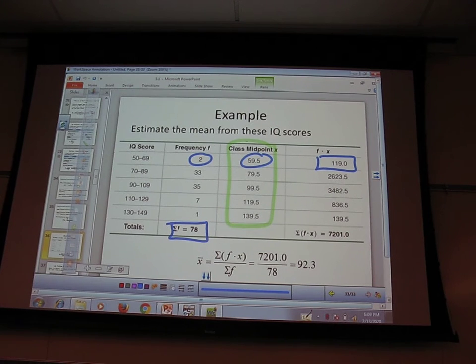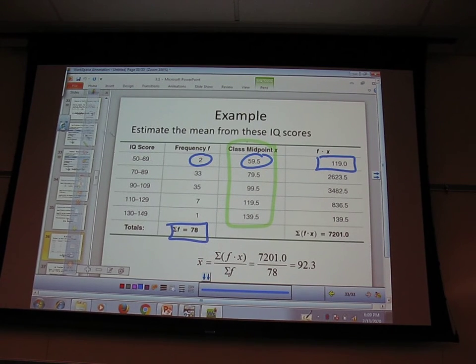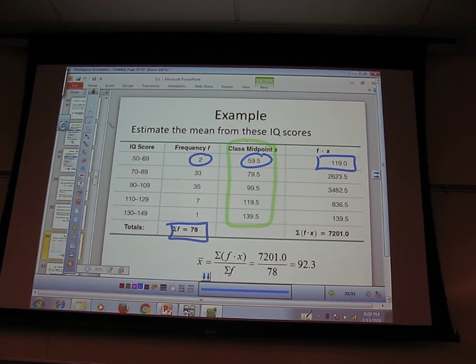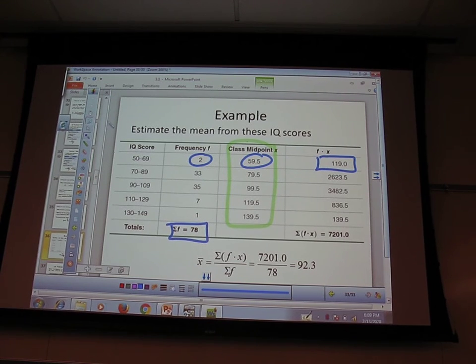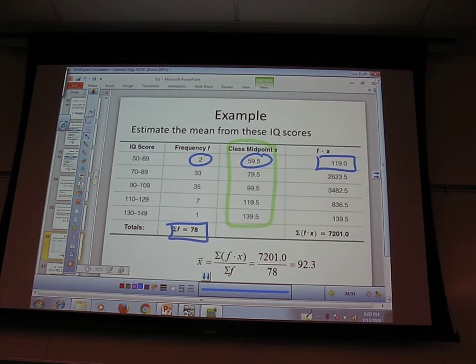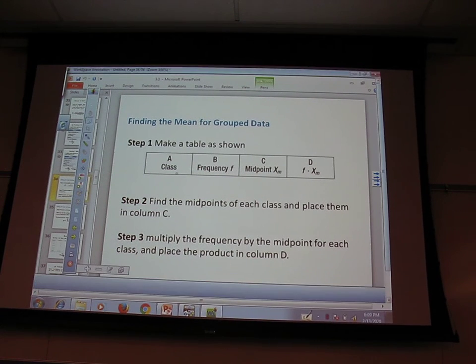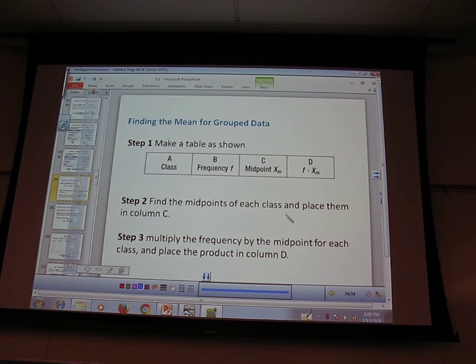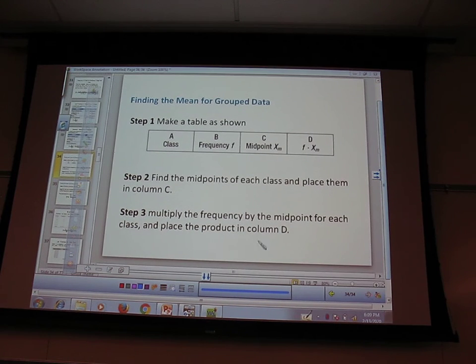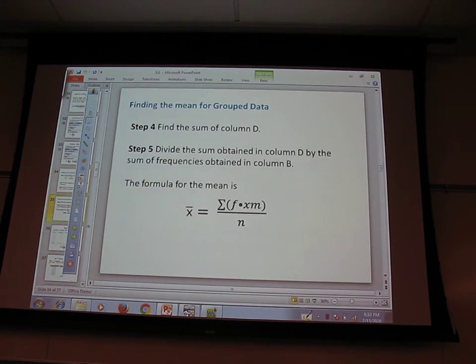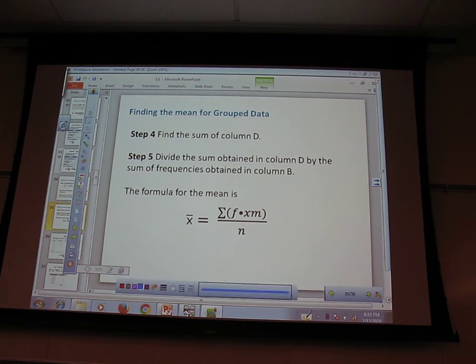Here it is in steps. I hate it in steps because I just hate memorizing procedures. I think this makes more sense than memorizing procedures, but if you like memorizing procedures, here they are. Make your table, find the midpoints of each section, multiply the frequency by the midpoint for each group, and then add up column D and divide that by the sum of the frequencies.